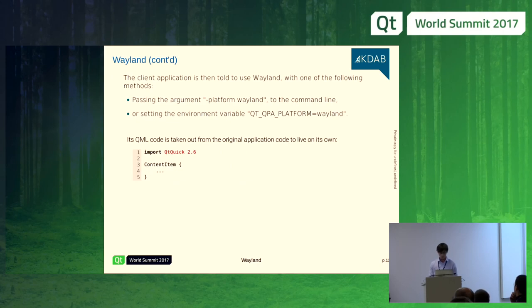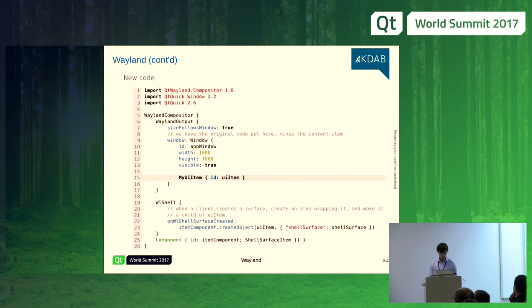On the client part, instead, it's even more simple, because your application will just use the Wayland plugin. So either by setting the Qt QPA platform environment variable or using the dash platform argument. And the code of your client will be just the content item that was removed from the compositor application, sorry. So with Wayland, this is all you need to do. So this is basically the most simple compositor you can have.